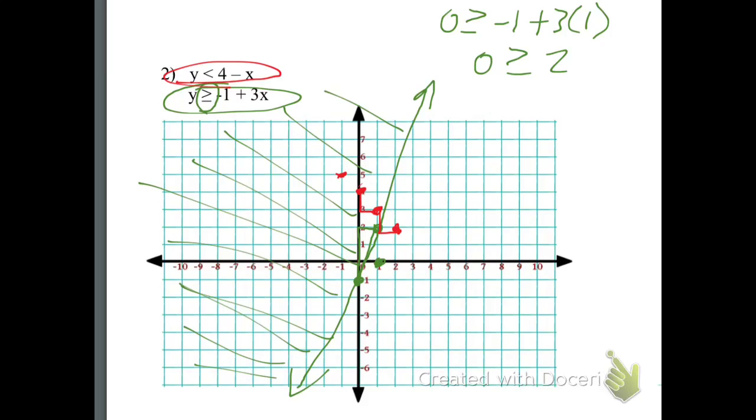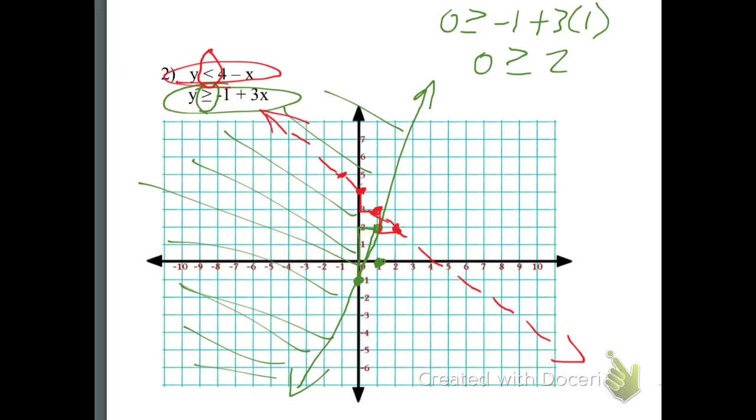Okay, at this point, you're going to draw your line, but you need to look at your inequality symbol. That is strictly less than, and since it is, you're going to have a dashed line. Dash, dash, dash, that way, dash, dash, dash. Okay, so that one's dashed.